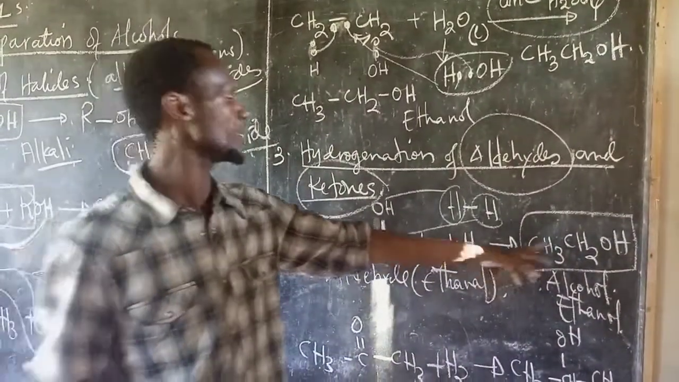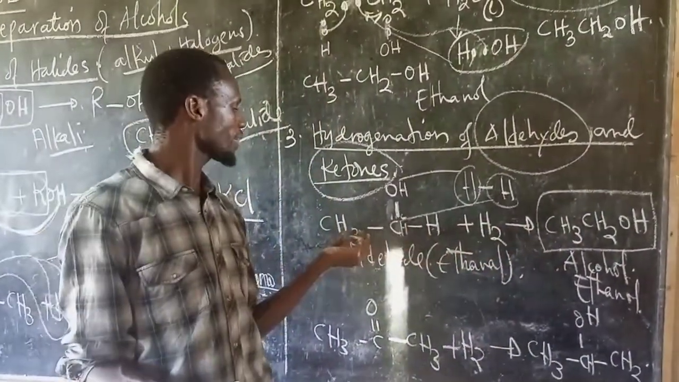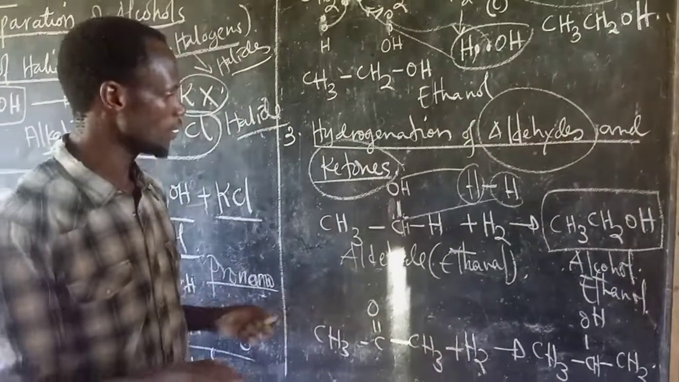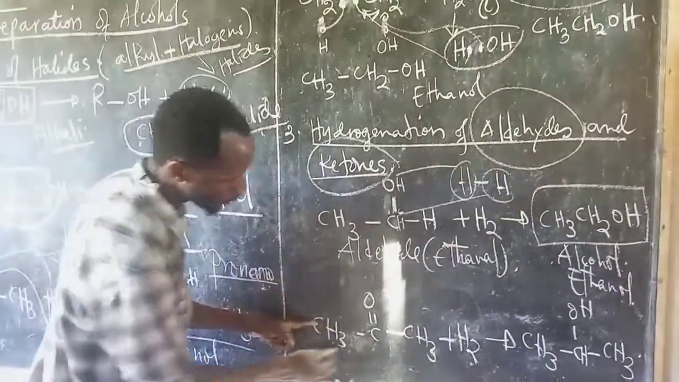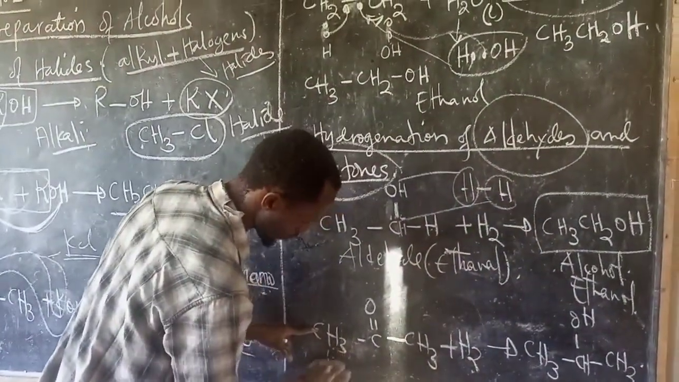Now, ethanol is formed once you have hydrogenated the ethanal. This is what we can say. But also a ketone, this is also a ketone.